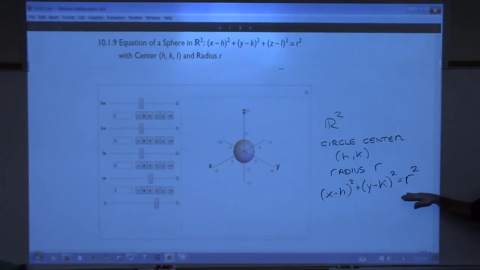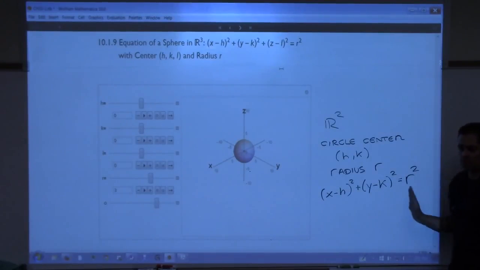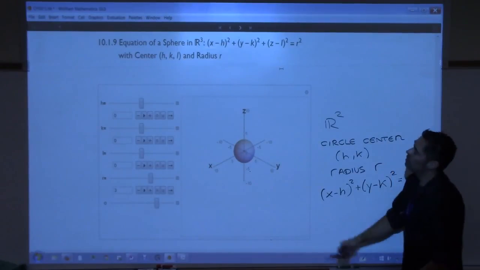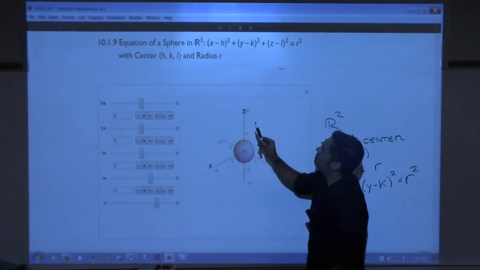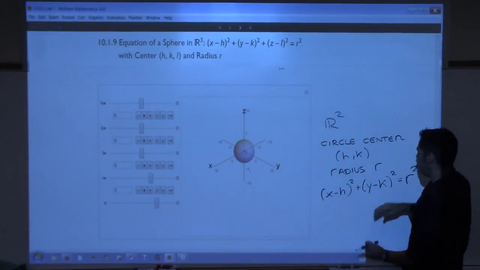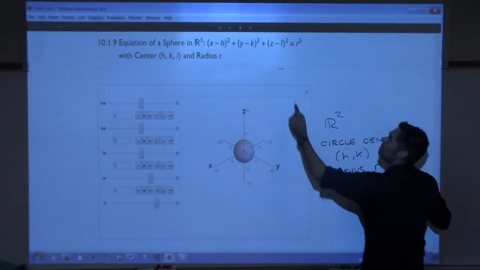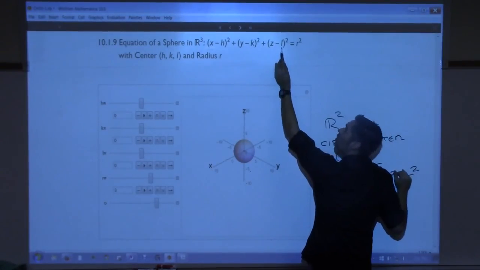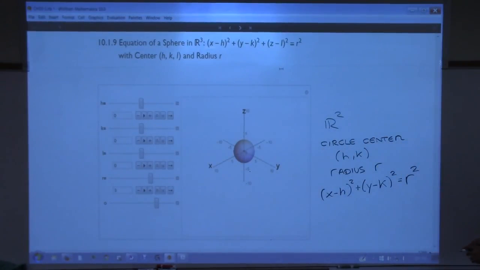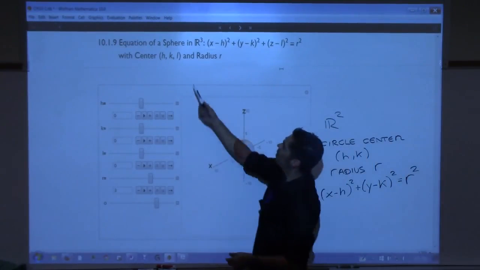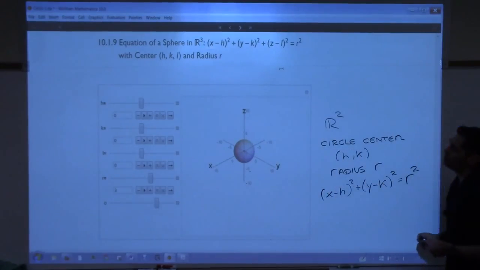Does that look familiar to everyone? If the center of the circle is the origin (0, 0), then this just becomes x² + y² = r². If we go to three-dimensional space, you still have (x − h)² + (y − k)², so that's all the same. But you now have this third component, (z − l)², we're using l here, a lowercase l, equals r². And your center is now an ordered triple instead of an ordered pair.